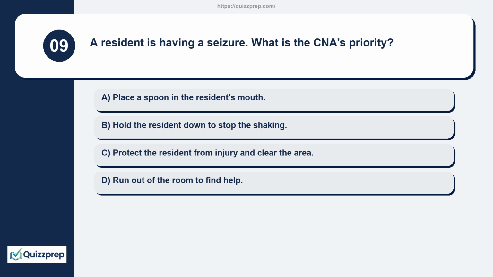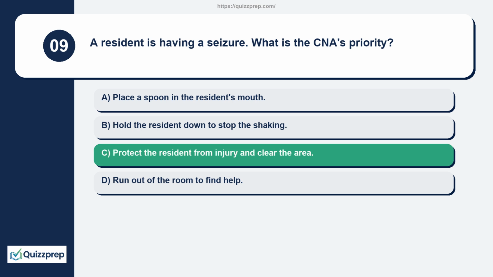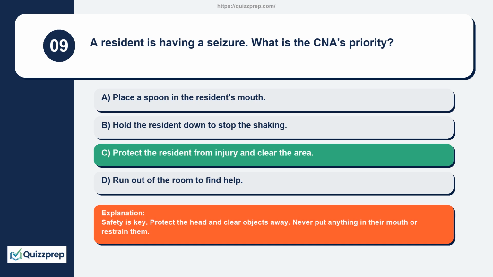Question 9. A resident is having a seizure. What is the CNA's priority? Place a spoon in the resident's mouth. Hold the resident down to stop the shaking. Protect the resident from injury and clear the area. Run out of the room to find help. Safety is key. Protect the head and clear objects away. Never put anything in their mouth or restrain them.